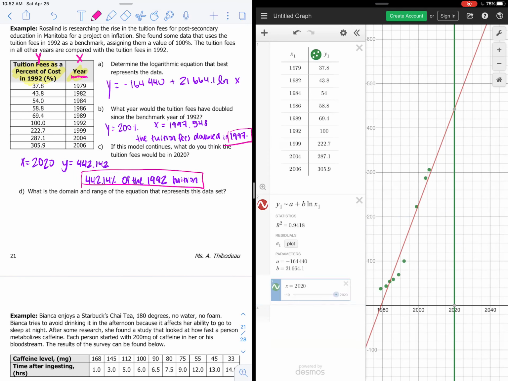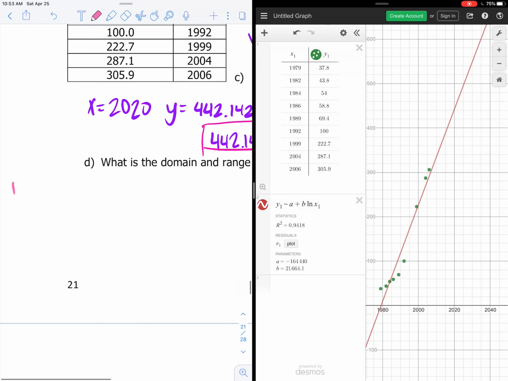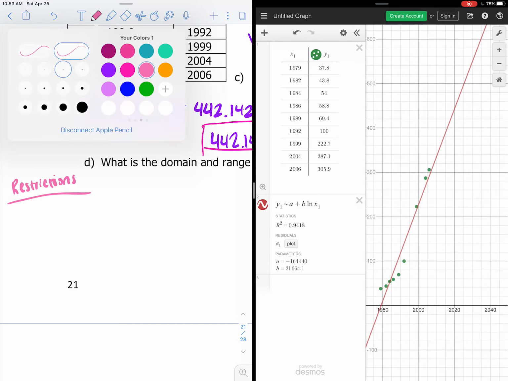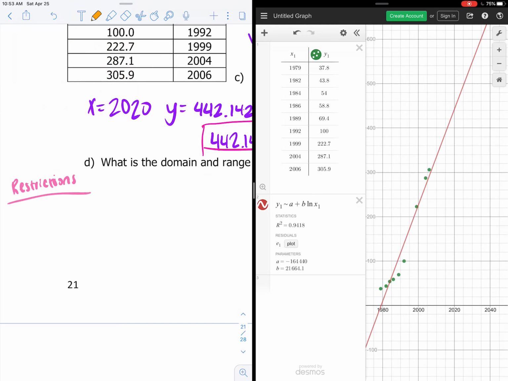Lastly is our domain and our range, and this could get a little bit tricky here. Because when we're talking about our domain and our range, in word problems, we have restrictions. And these restrictions are much more prominent and much more important when we're talking about logarithmic graphs. So please make sure you're paying attention here. So, when we're talking about restrictions, really what we want to ask ourselves is, what values on the graph do not make sense?